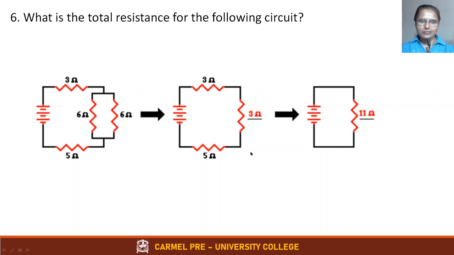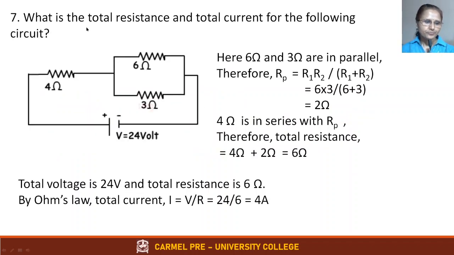Now we will take one more problem. What is the total resistance and total current for the following circuit? In this circuit, what do you observe? Which is in parallel, which is in series? Now 4 ohm is connected to a combination of 6 ohm and 3 ohm, and they are connected to the power supply. Which is in series, which is in parallel? These two, do you recognize they are in parallel? Very good, very nice.